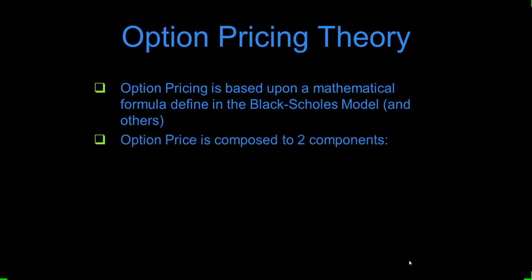Now, an option is basically based on 2 components, which go into, at a high level, the price of an option. You got intrinsic value and extrinsic value. Those are the basic components of an option.